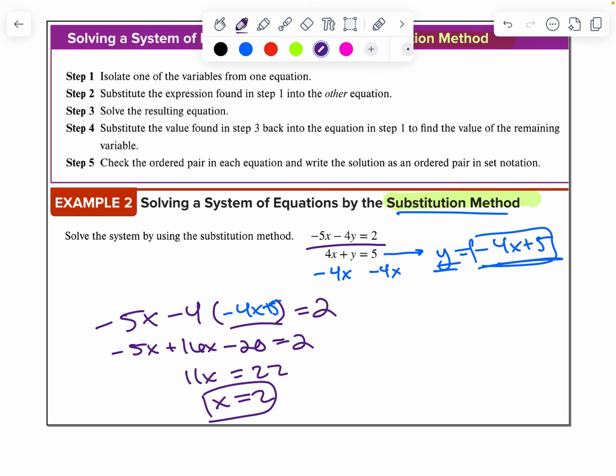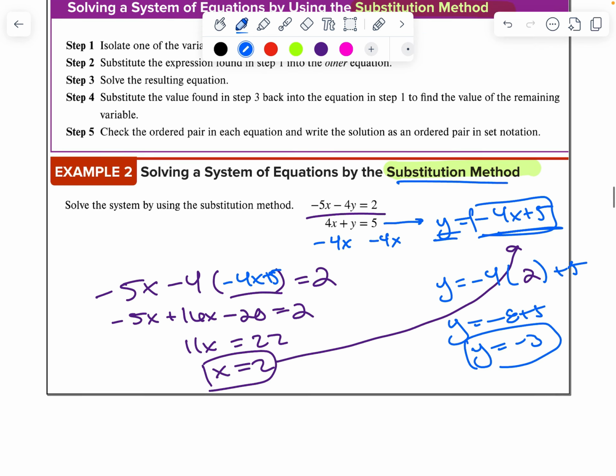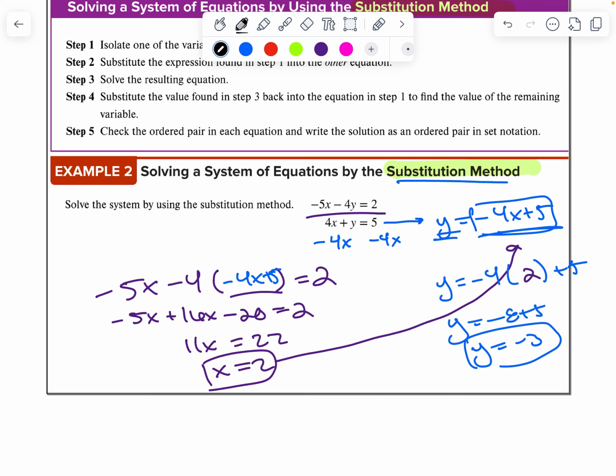Now that we know x, to find y, what we can do is just substitute again. We substitute once, right? Now we can just substitute again. I know what x is equal to, so I can say y equals negative 4x plus 5. But instead of x, I know what x is equal to. It's equal to 2. So let's finish solving here. y equals negative 8 plus 5. y equals negative 3. And so my actual solution here is the pair 2, negative 3. Remember, we're putting it in the order x, y.